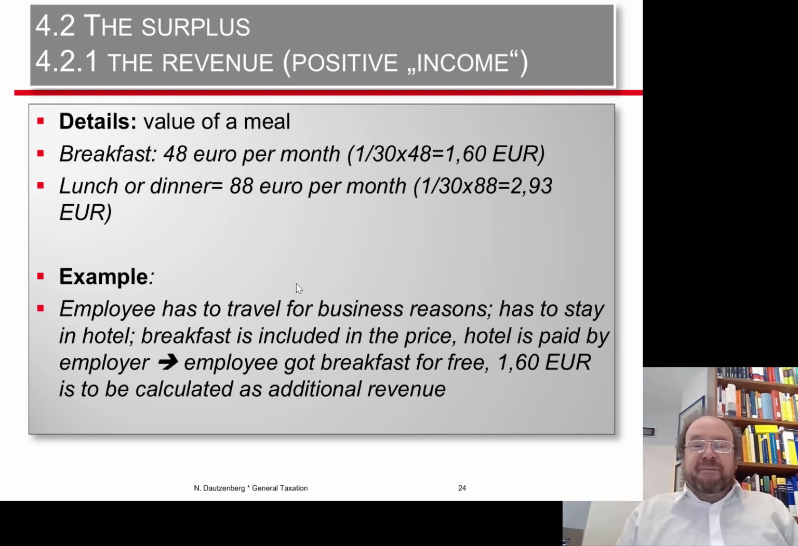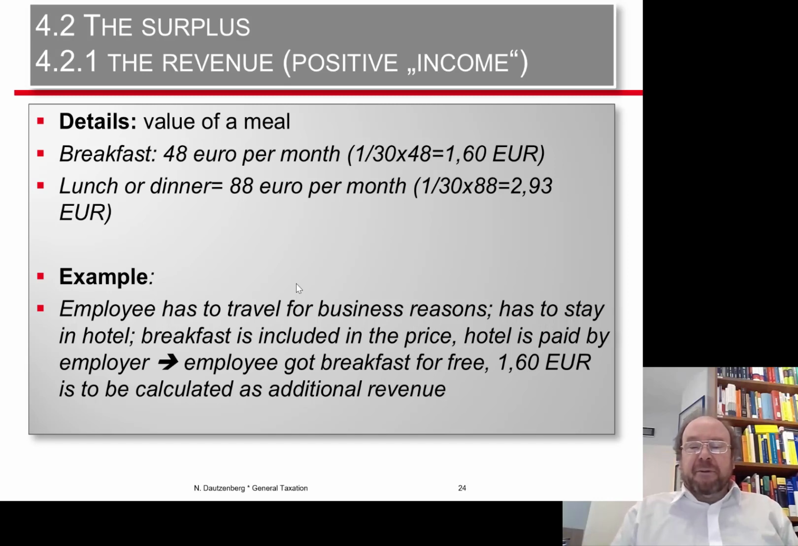In the year when I first made this slide, the official value for a free breakfast was 48 euro per month, so one breakfast one day was €1.60. That's relatively cheap. And lunch or dinner was 88 euro per month, approximately €2.93. In the meantime, I believe it has risen to €3.30 or so. I don't know because I don't memorize it, because it changes every year. It just goes up a bit.